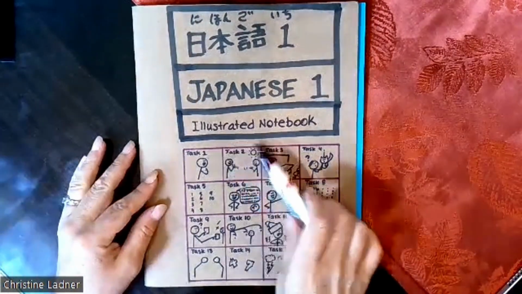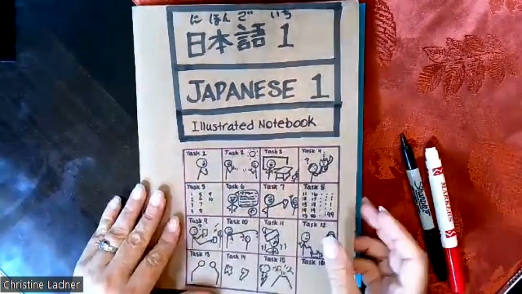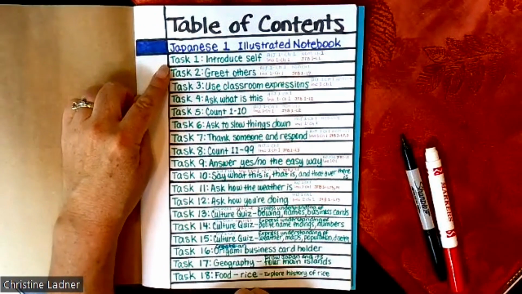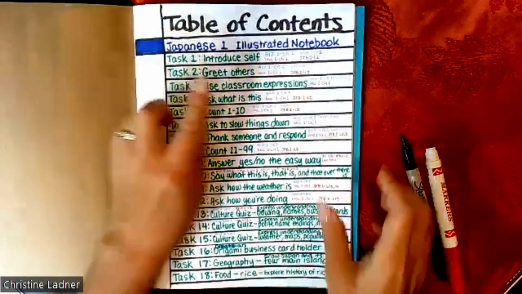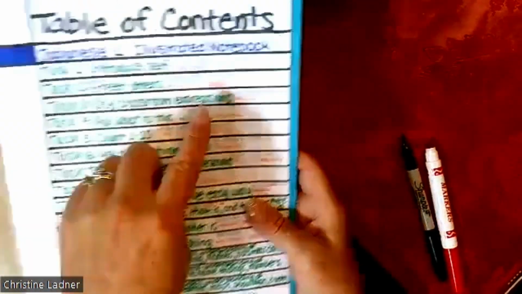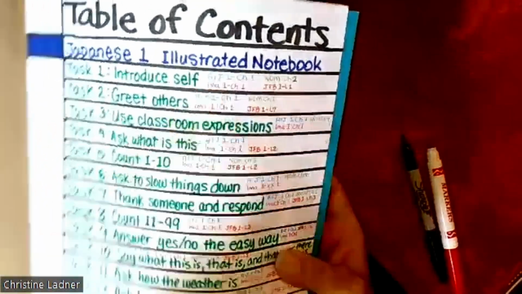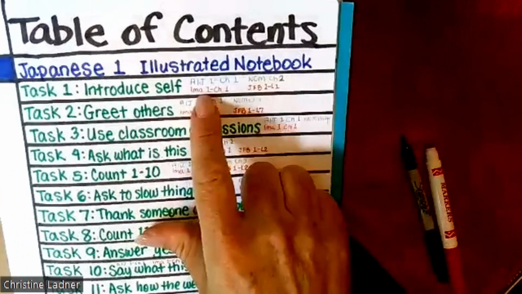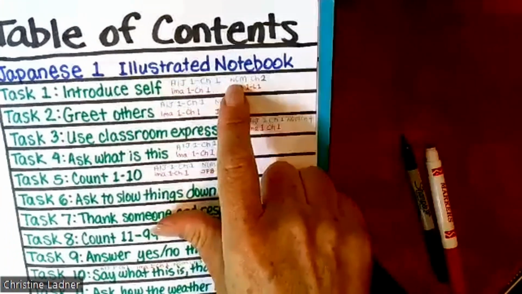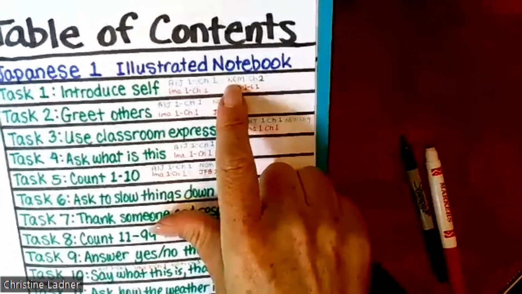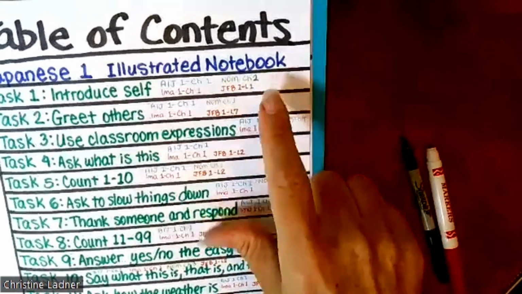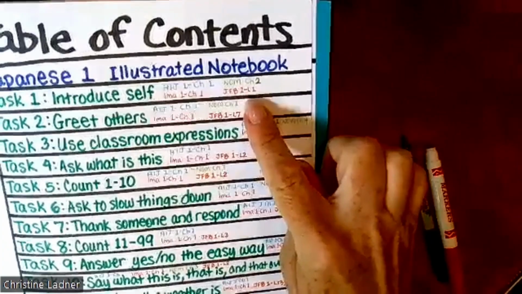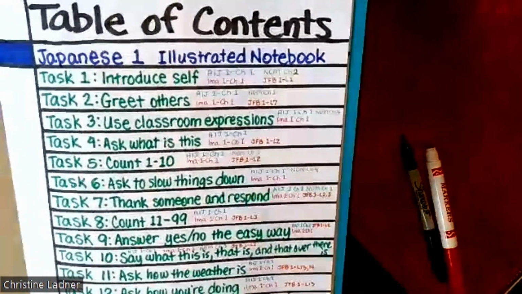This is Japanese 1, so Japanese 1 illustrated notebook. And these are illustrated ways to take notes on different tasks. Today we're doing task 1, introduce yourself. And this corresponds with a few different textbooks like Adventures in Japanese 1, Chapter 1, Ima 1, Chapter 1, and 日本語学ぼう Chapter 2, Japanese for Busy People 1, Lesson 1, and that's what we're on today.